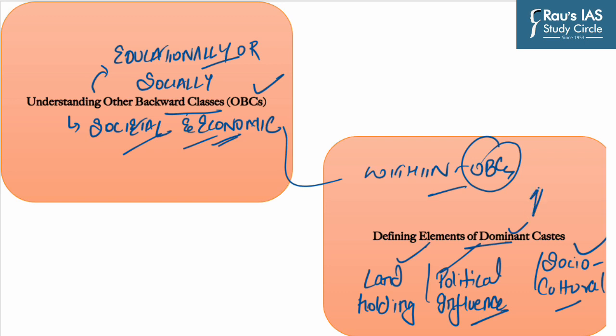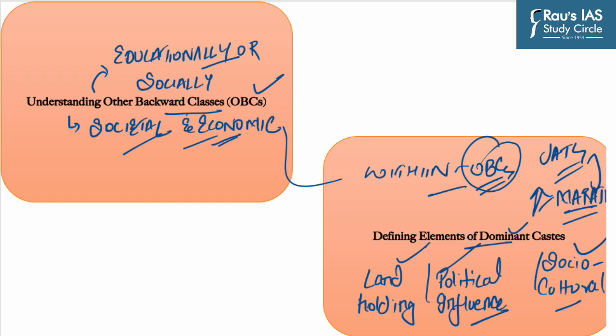So, examples of dominant OBC in various states of India may include Jats in some northern states, Marathas in Maharashtra, and Patidars in Gujarat, among others. Now, these groups have at times demanded OBC status to access the benefits of reservation policies, even though they may be relatively better off than other OBC communities.